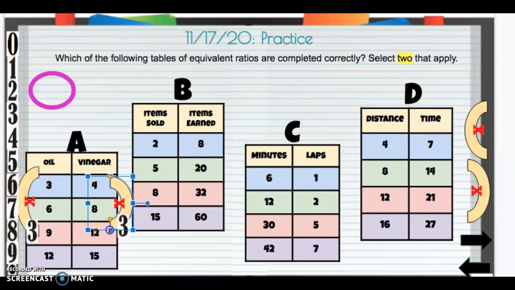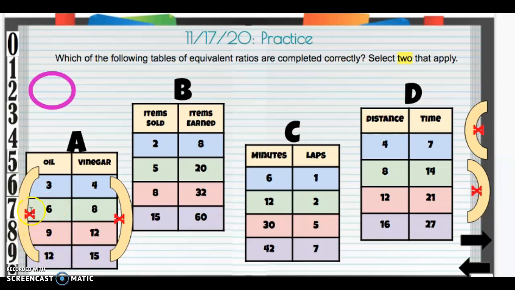Okay, so let's go to 15 and then to 12. What times 3 gives me 12? 4. 4 times what gives me 15? 4 times 4 is 16. So this one's wrong because it's 15 and I can't multiply 4 by anything.